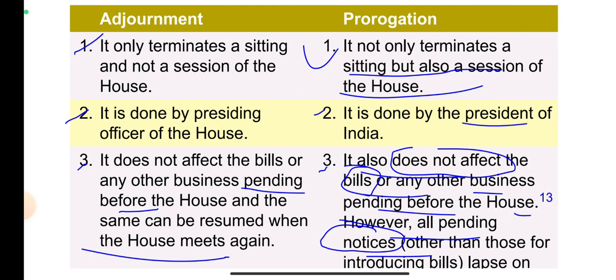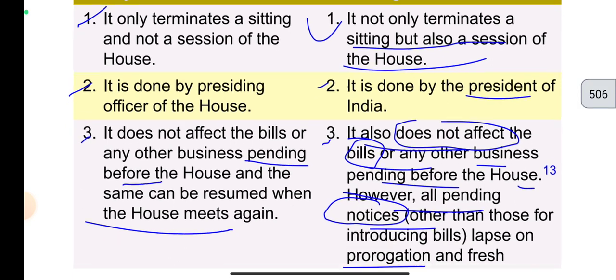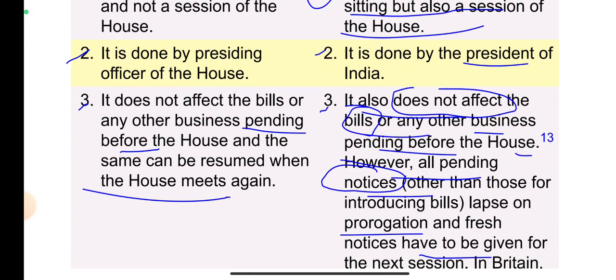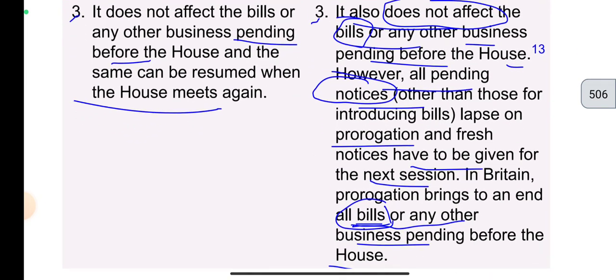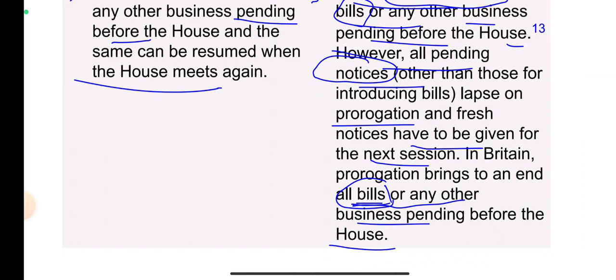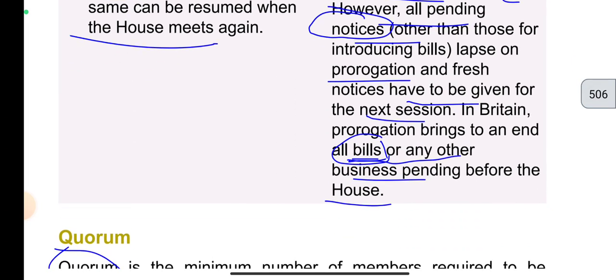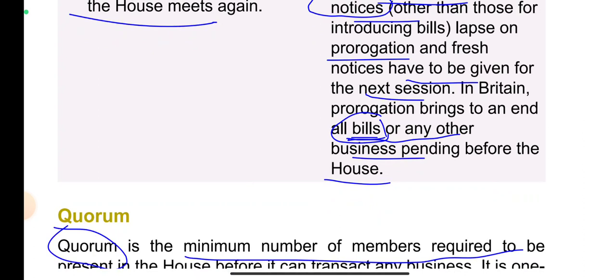Adjournment does not affect the bills or any other business pending before the house, and the same can be resumed when the house meets again. However, all pending notices other than those for introducing bills lapse on prorogation, and fresh notice has to be given for the next session. In Britain, prorogation brings to an end all bills or any other business pending before the house.